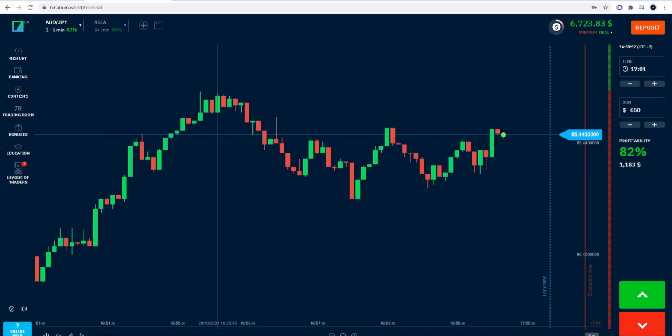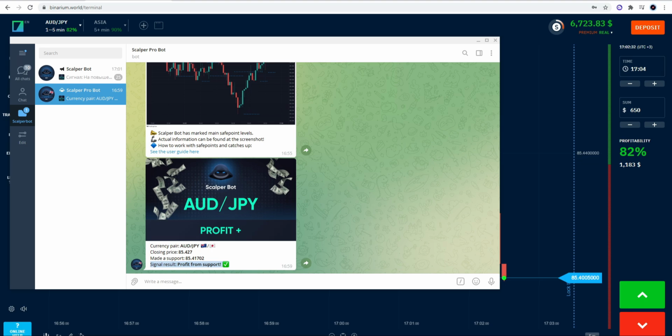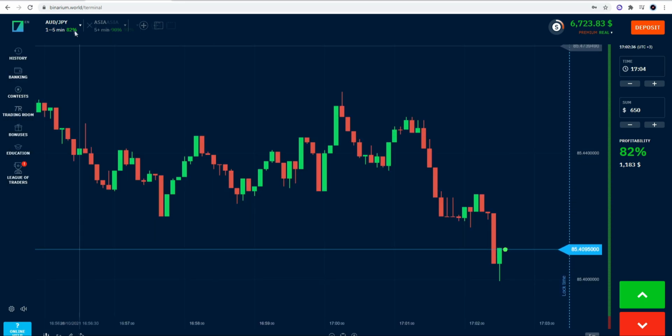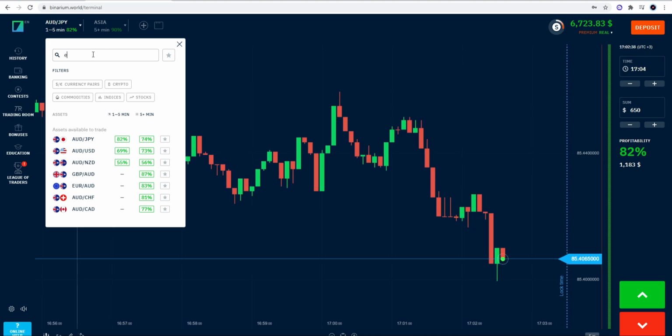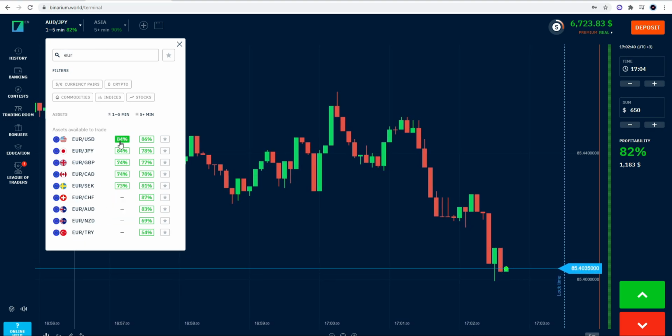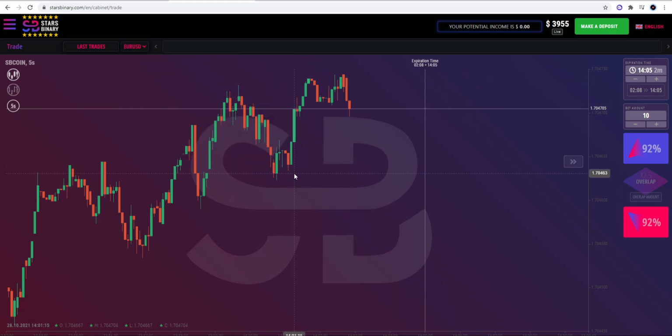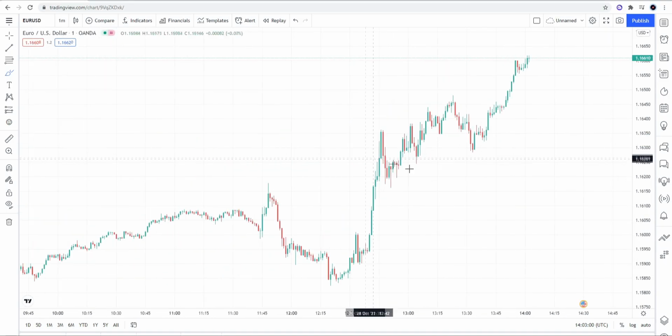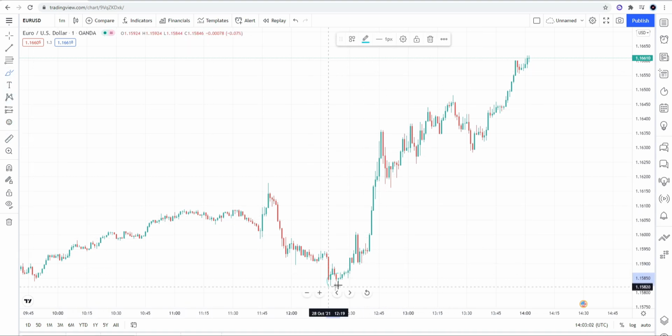In the meantime, let's see what the bot offers. This time, let's play with the Euro and USD currency pair. I will show you another trick of a professional, namely working on two brokers at the same time. Here and there I prepare a currency pair. I also do the same on the TradingView platform. See, we have a similar setup here too.